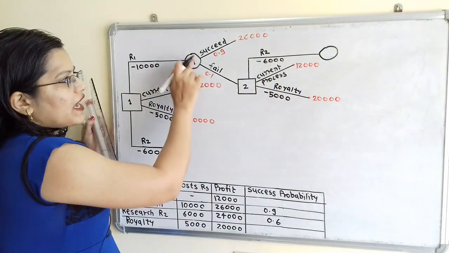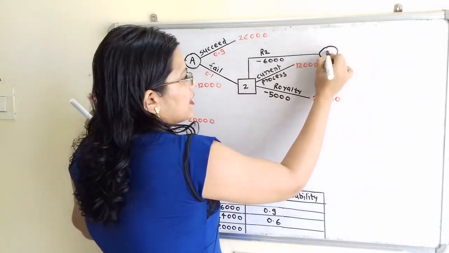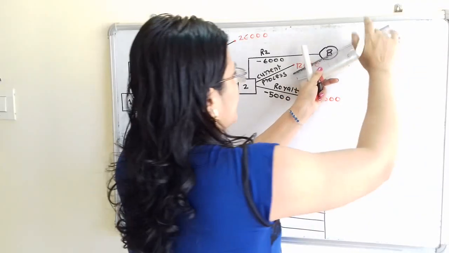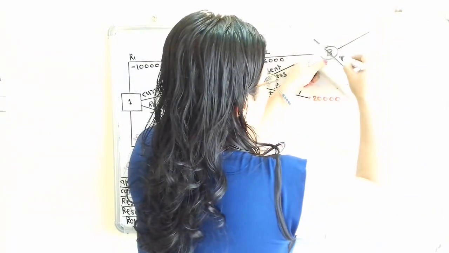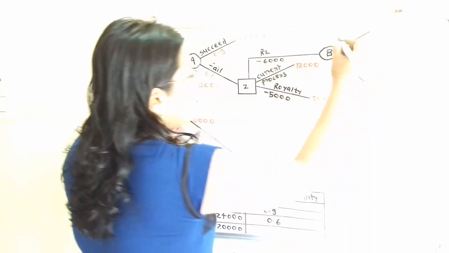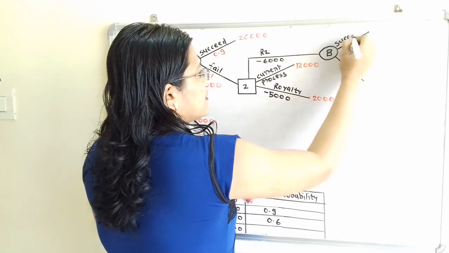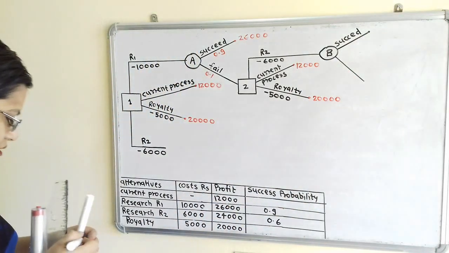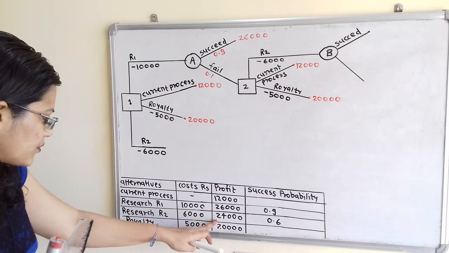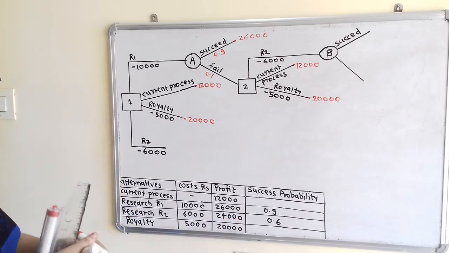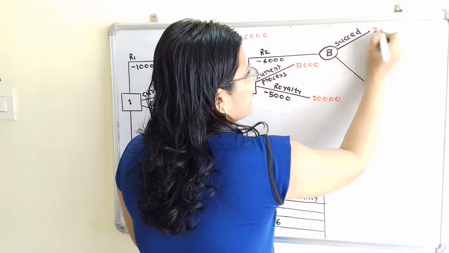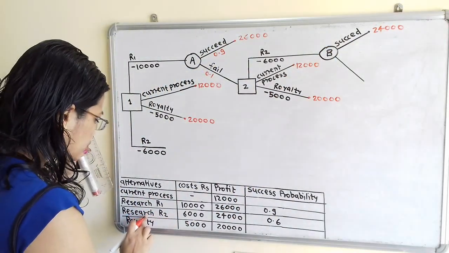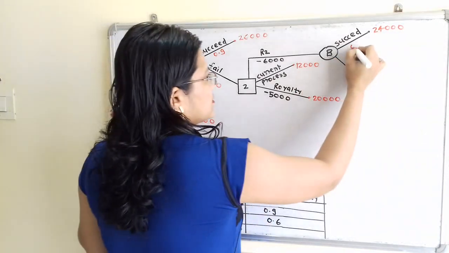Here we have already used letter A. Now the next letter we will use is B. Now we have to show these two events with two branches, that is, it will be success or failure. So if research R2 succeeds, then what is the profit? Profit is 24,000. We have to mention that. But what is the probability of this success? So the success probability is 0.6.